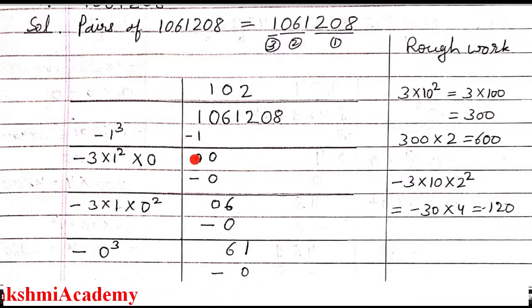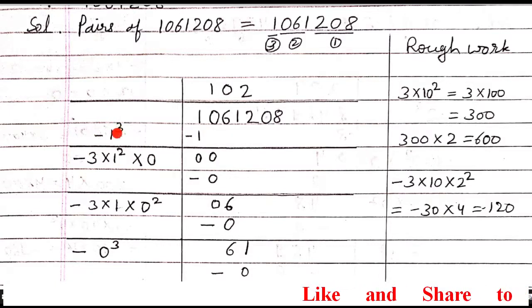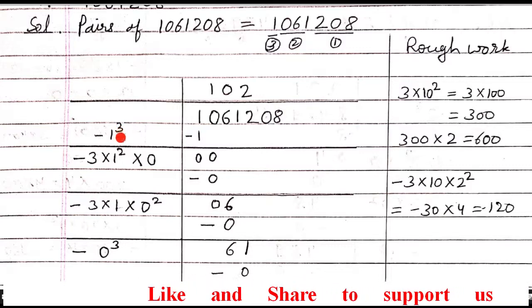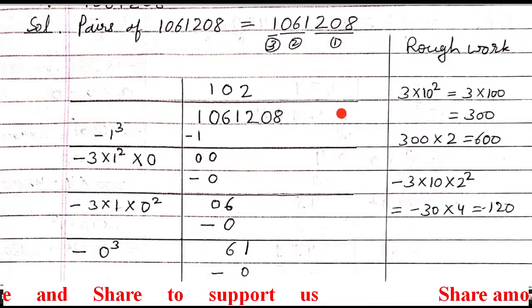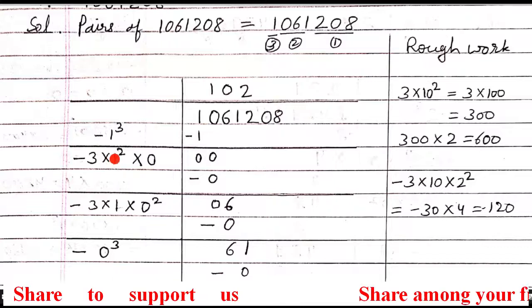Now 1 minus 1 is 0. The next digit which we have to write down is 0. So it's only 0. Now here what will happen is 3 will come in front, but here the power of 1 is going to be reduced. So the power of 1 is 3, and reduced by 1 it is 2. So the power of 1 is 2. We'll solve this: 3 into 1 squared is 3.